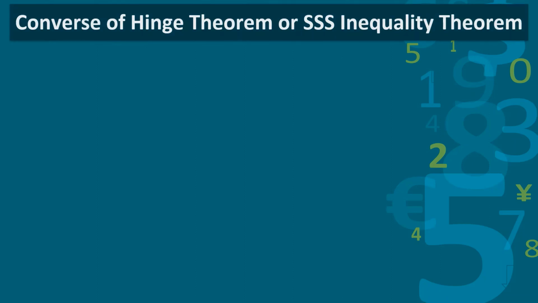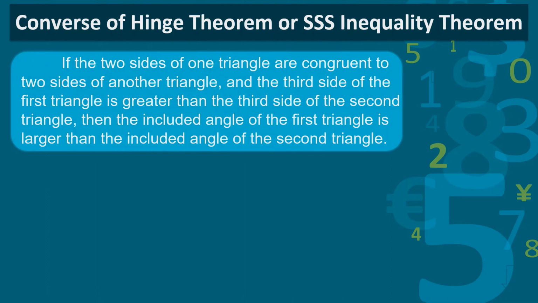Let's now proceed to the converse of the Hinge Theorem, or the SSS Inequality Theorem. It states that if two sides of one triangle are congruent to two sides of another triangle, and the third side of the first triangle is greater than the third side of the second triangle, then the included angle of the first triangle is larger than the included angle of the second triangle.